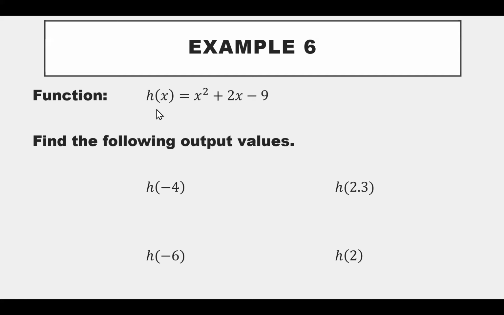Let's do just that. Let's use some different input values and some more complicated expressions. Not that it's super complicated, but let's take h of x is equal to x squared plus 2x minus 9. Our function here we're calling h now. And let's find the following output values: h of negative 4, h of 2.3, h of negative 6, and h of 2.